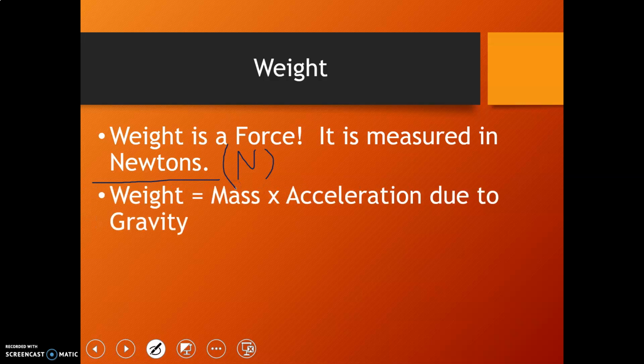So to calculate your weight, you could calculate your mass, and remember, mass is in kilograms, times the acceleration due to gravity. So on Earth, our acceleration due to gravity would be 9.8 meters per second squared.